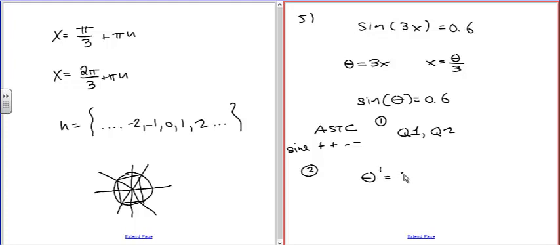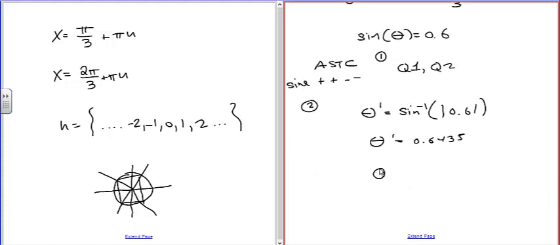So it's the inverse sine of the absolute value of 0.6. Okay, so we take the inverse sine of 0.6. So that's 0.6435 divided by pi. So we get 0.2048 pi. Okay, so that's our reference angle.